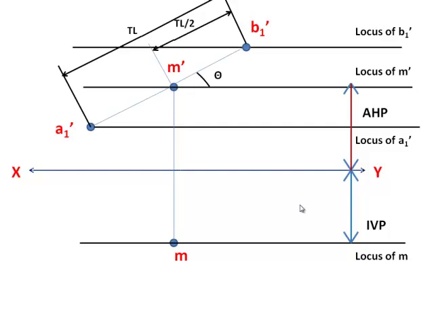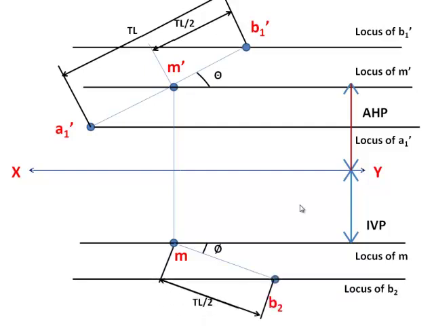Can anyone explain how to make it in the top view? What do I have to do? The true length inclination theta they gave. Similarly, what will they give in the top view? Half of the distance, what will be the distance? 80 mm is the true length, so what will be the length? 40 mm.